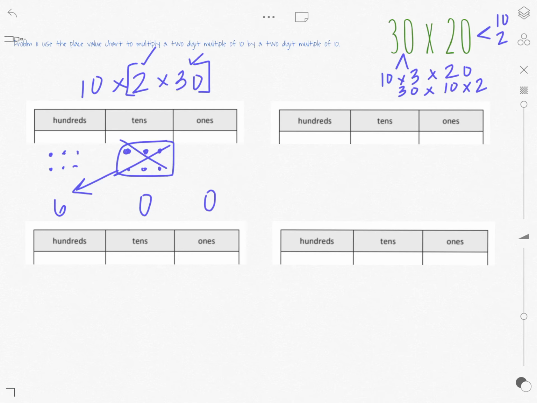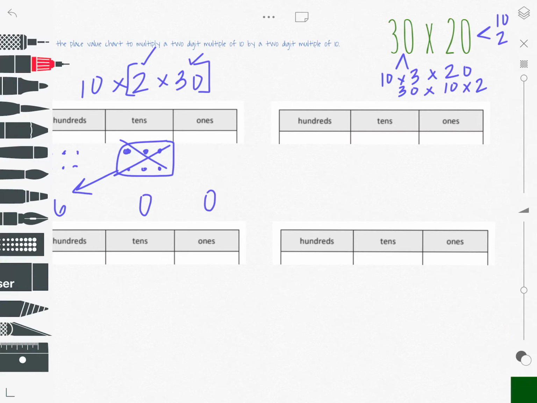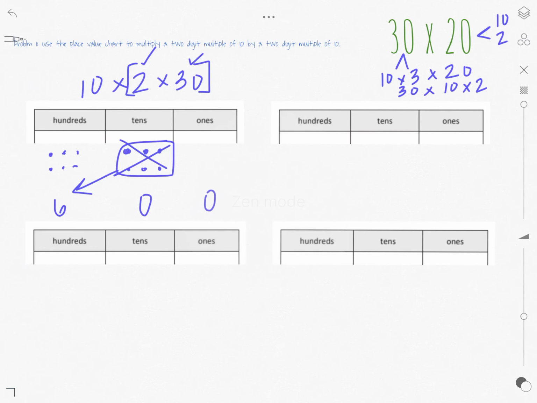All right, let's try this another way. We should end up getting the same answer, but let's work it out to try it. Now instead of doing 2 times 30, we are going to do 10 times 20 times 3. So I'm just rearranging my numbers a little bit.